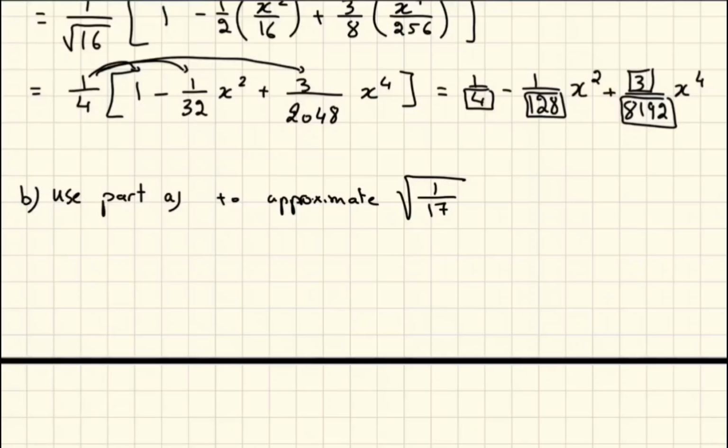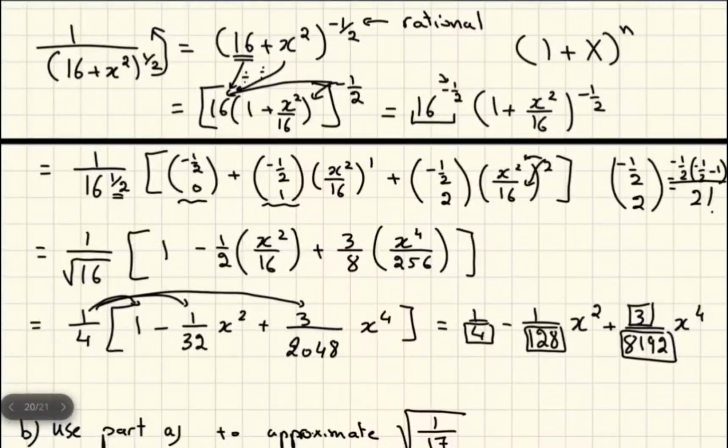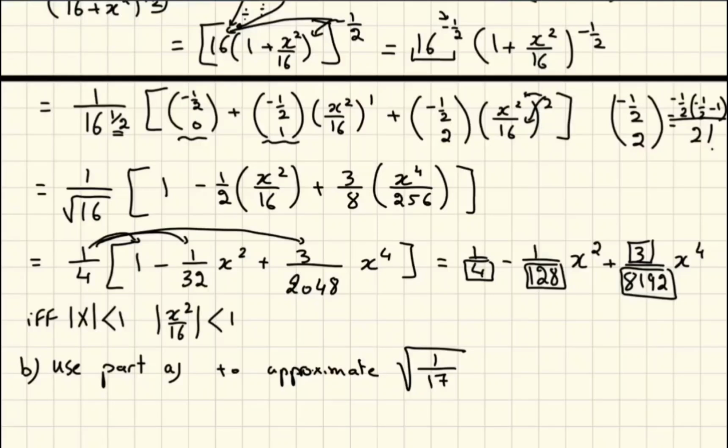Just before I proceed here, I want to mention something about the condition as a reminder. If they ask you for what values of x this is equal to the expansion, again, you need to mention the condition, which is absolute value of x is smaller than 1. Absolute value of big X in this case is x squared over 16, smaller than 1, which is the same thing as doing absolute value of x squared over 16, smaller than 1.